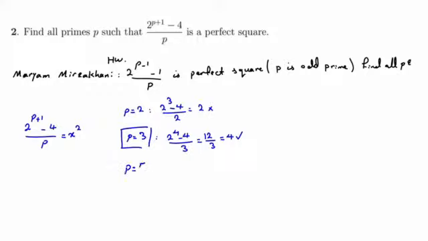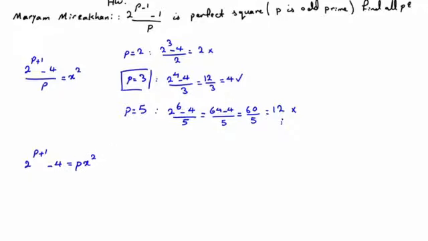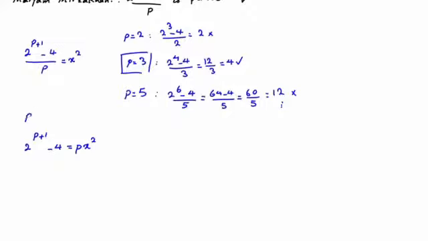For example, we can check p = 5. It will be (2^6 - 4)/5, which is (64 - 4)/5 = 60/5, which is 12. It's not good. So let's consider the general case. We say 2^(p+1) - 4 = px^2. We can consider p odd, and in fact p at least 7 because we've checked up to p = 5.